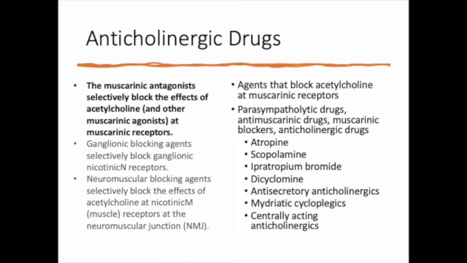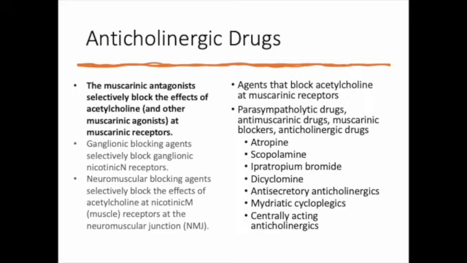The ganglionic blocking agents, they're going to selectively block the ganglionic nicotinic N receptor, and the neuromuscular blocking agents, they're going to selectively block the effects of acetylcholine at the nicotinic M for muscle receptor, and this is going to be at the neuromuscular junction.